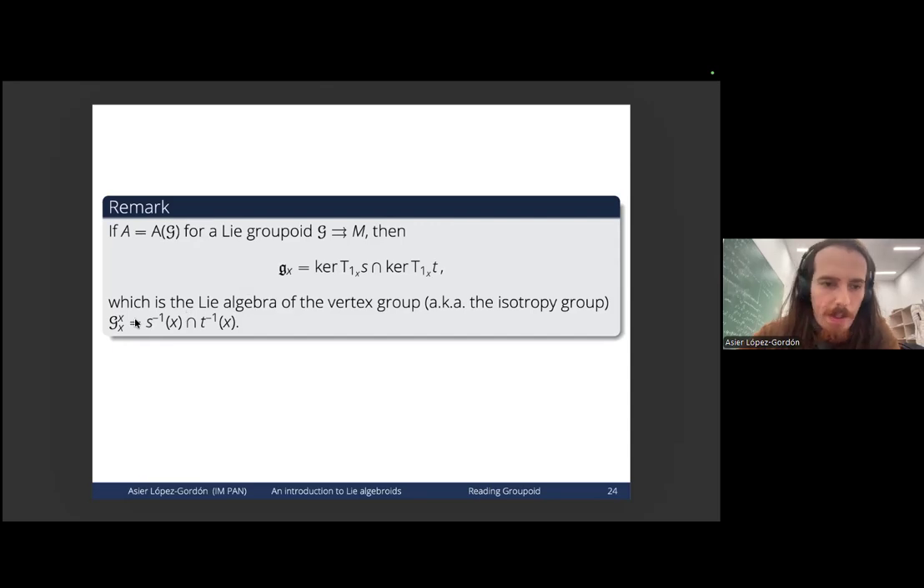And recall that we had defined, I think this was in the lecture by Bartosz, perhaps, the vertex group, which is also known as the isotropy group, as the intersection of the source and target fibers at the point. So it is easy to see that, as one could expect, the isotropy algebra is precisely the Lie algebra of the isotropy group.